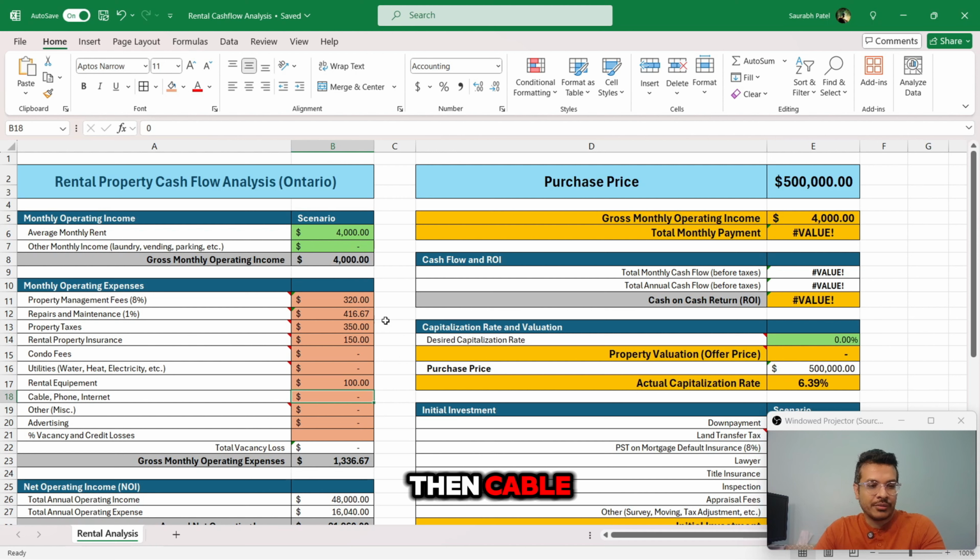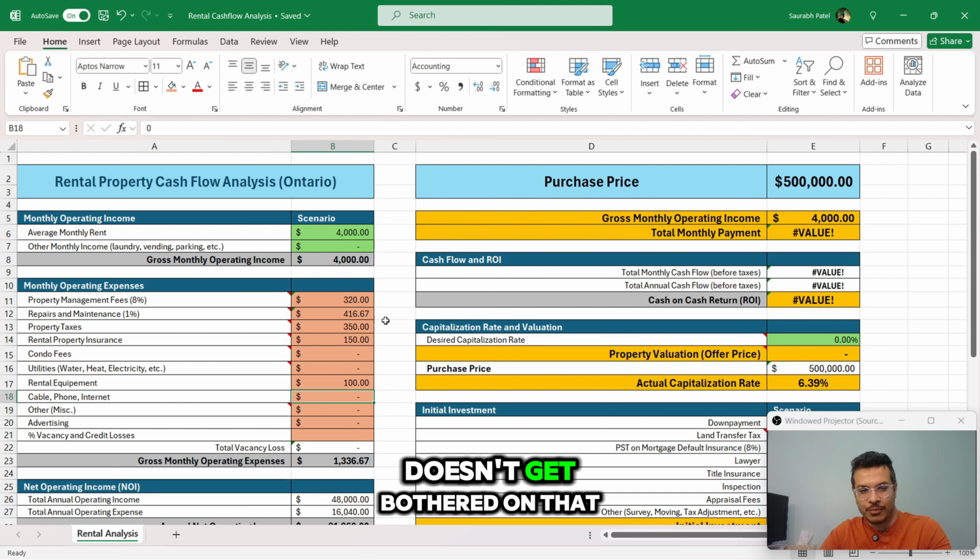Then cable, phone, internet again. This is more something the tenant pays, but sometimes I've seen investors put in cameras and a security alarm system and they provide their own internet so they can manage it from their side. And if the tenant moves, it doesn't get bothered by that.